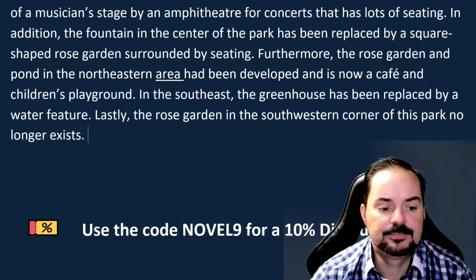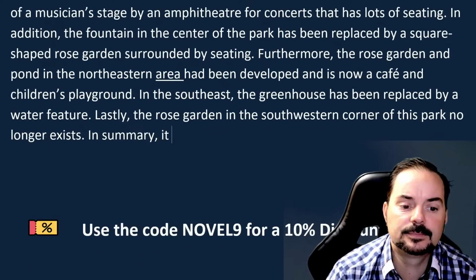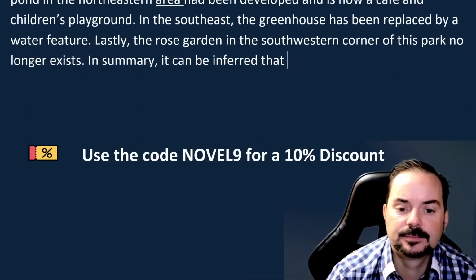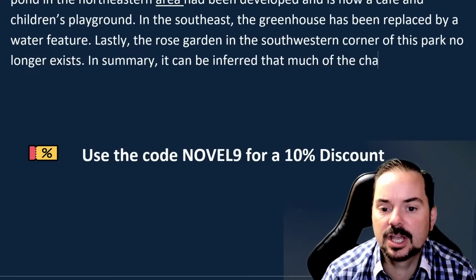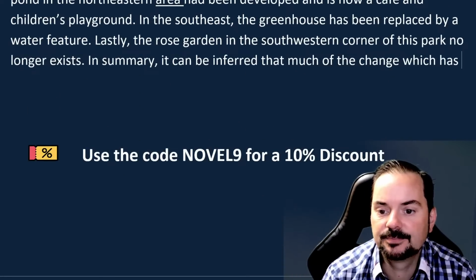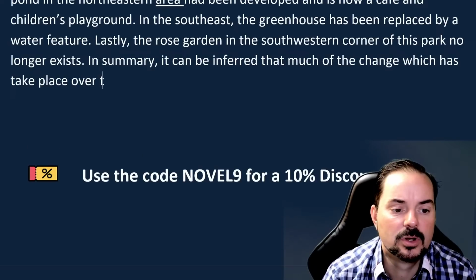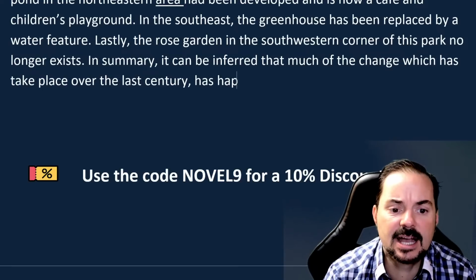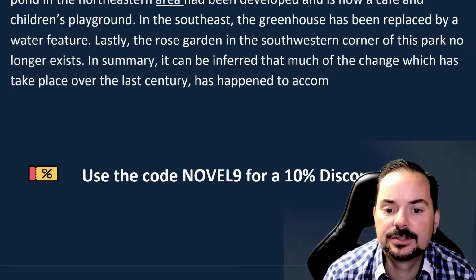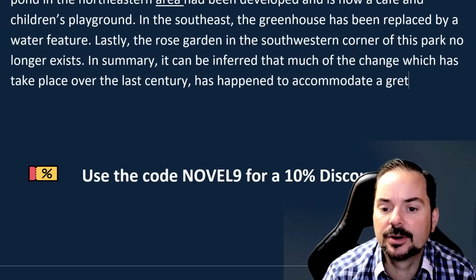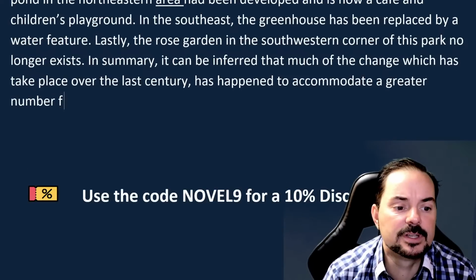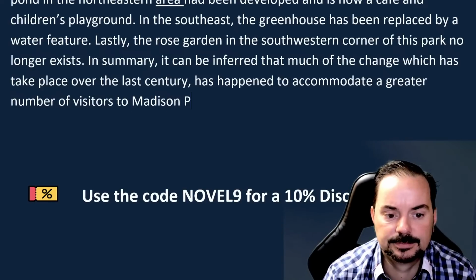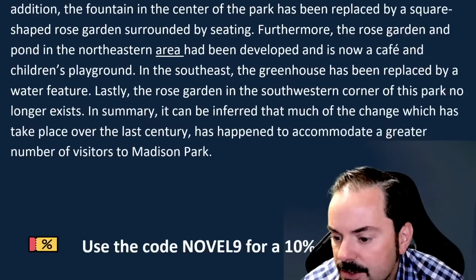And then my summary. So in summary, it can be inferred that much of the change which has taken place over the last century has happened to accommodate a greater number of visitors to Madison Park. Okay, so that's it.